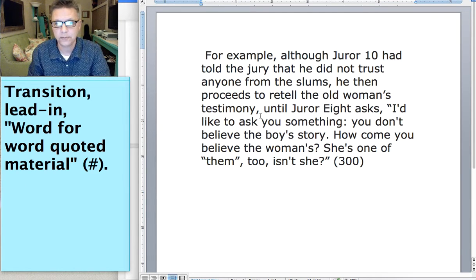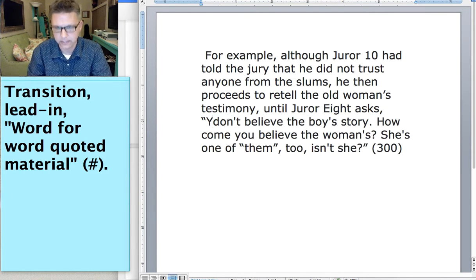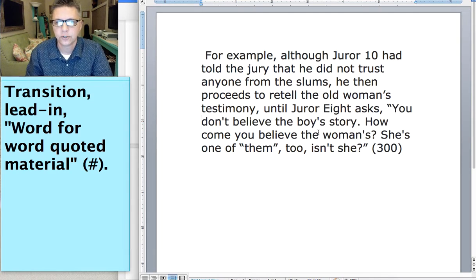Word for word quoted material. There you go right there. And I don't have to have all this. I can adjust this. So this is what I would maybe want to do, because maybe I say ask there, and then he says ask here. So I could easily shrink this down a little bit to this if I didn't like the repetition. Until juror 8 asks, you don't believe the boy's story, how can you believe the woman's? She's one of them too.